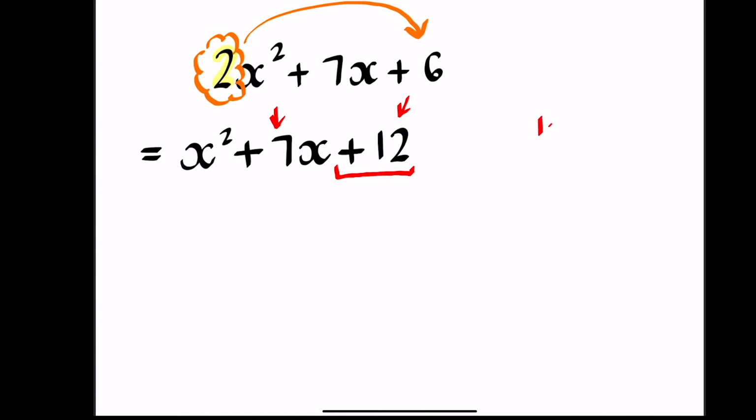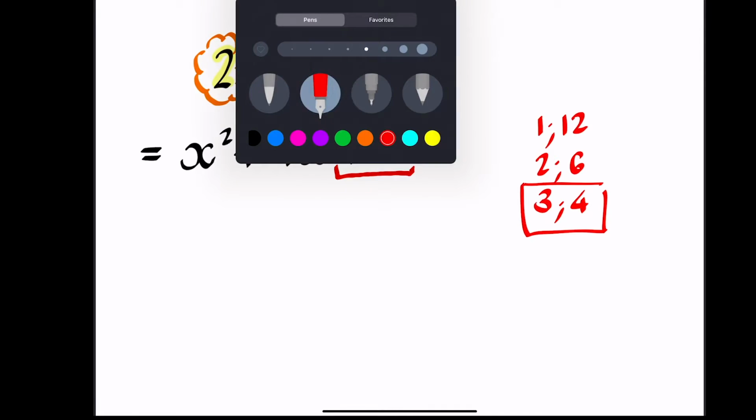So what are the factors of 12? 1 and 12, 2 and 6, and 3 and 4. Now which of those three sets of factors when added together give me my 7? That is the 3 and the 4.